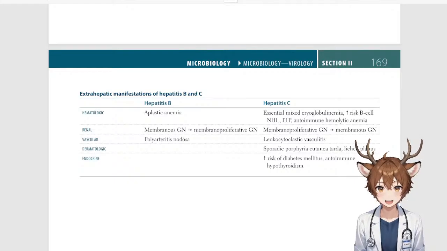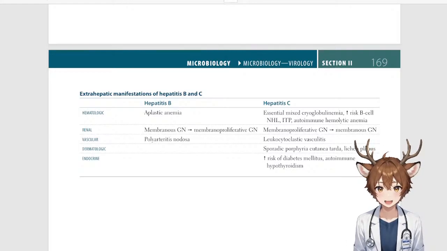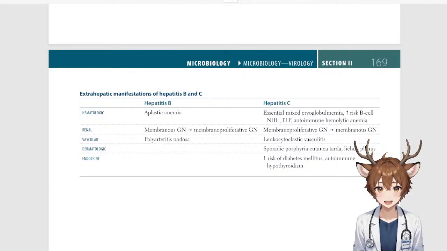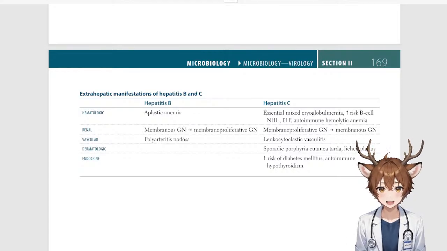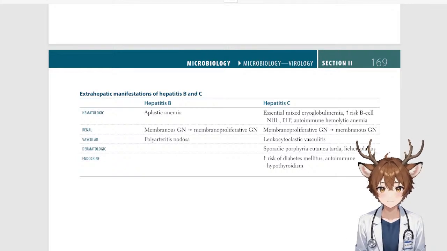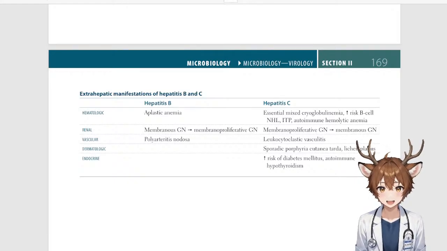What about hep C, hepatitis C? It can cause essential mixed cryoglobulinemia, elevated risk B cell NHL. Was that NHL? What is that? I want to say leukemia. NHL. Hep C. It says here non-Hodgkin lymphoma. How can I be so blind to that? NHL, non-Hodgkin lymphoma.